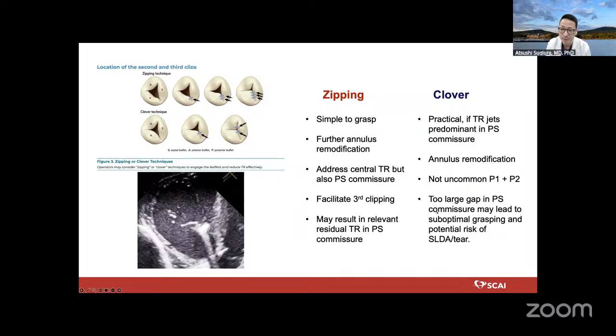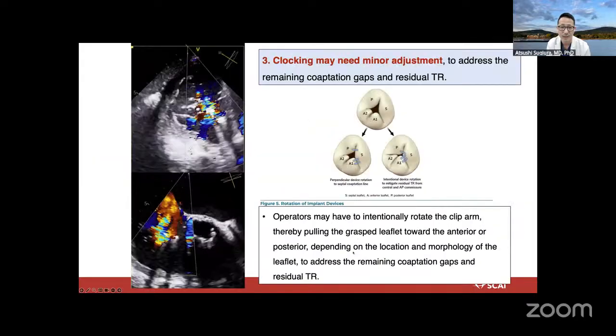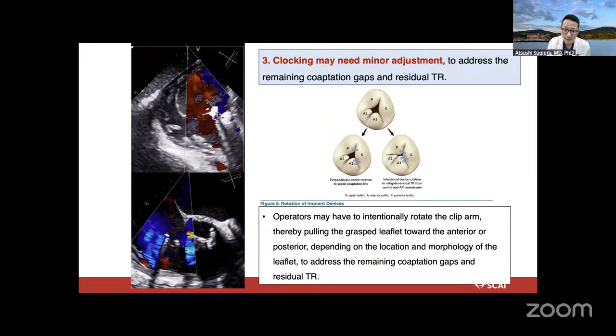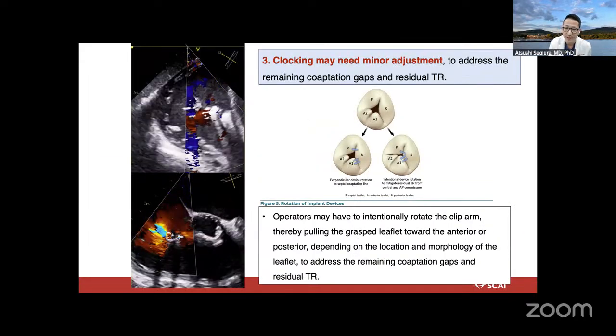And if you have too large a gap in the posterior septal commissure, the grasping might not be optimal. Clocking is also important. The operator may have to intentionally rotate the clip arm, thereby pulling the grasped leaflet towards the anterior or posterior, depending on the location and morphology of the leaflet. So there's the remaining coaptation gap in the central.